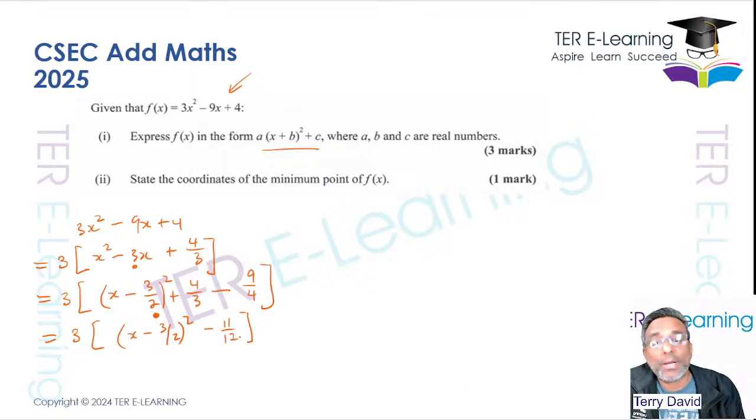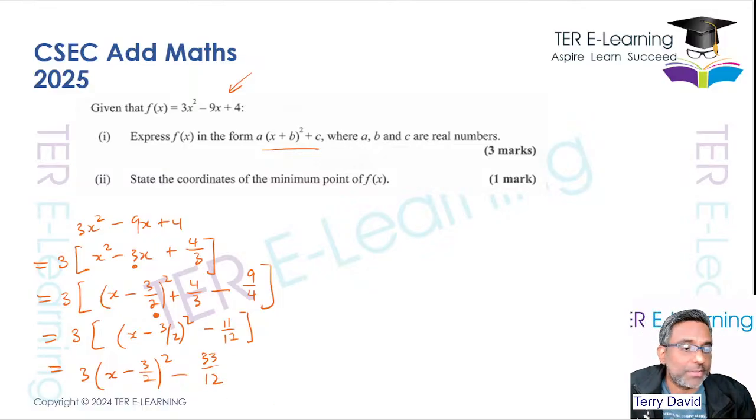And then the final step now is to multiply by 3. So this becomes 3 times x minus 3 over 2 squared, minus 33 over 12. For those of you who have your other methods, you could just double check my answer, make sure it's okay. Yeah, so I see some of you put the formula in the chat. If you know that formula and you're okay with it, sure, go ahead.